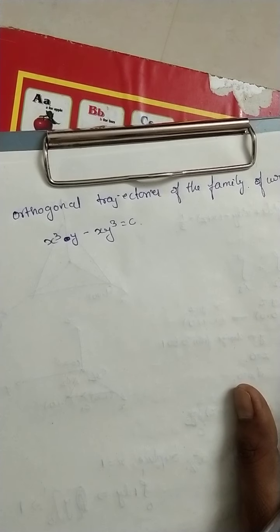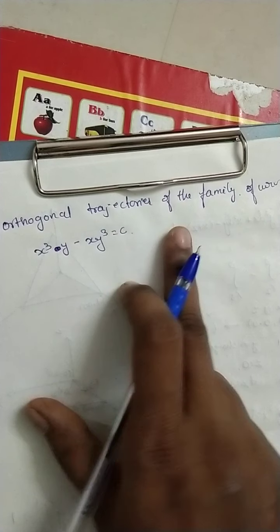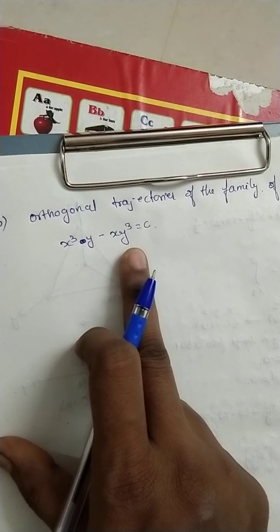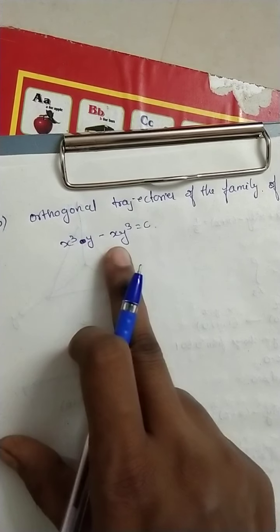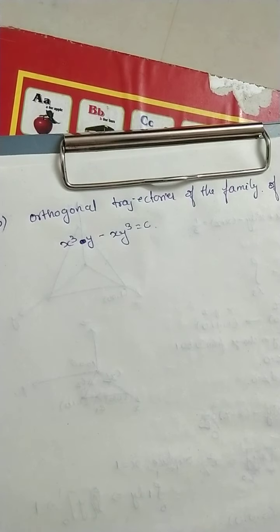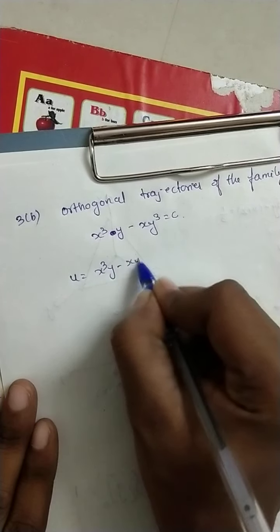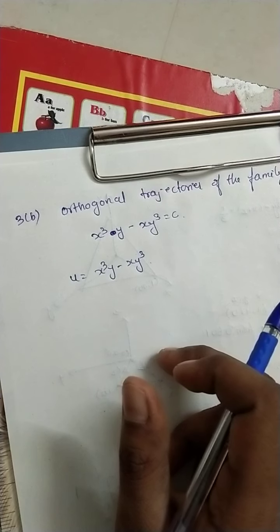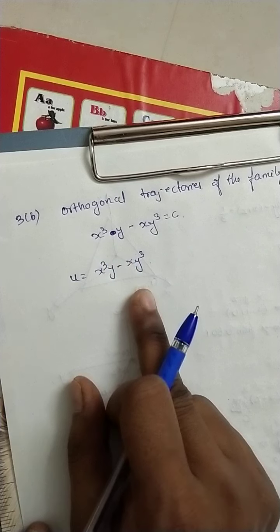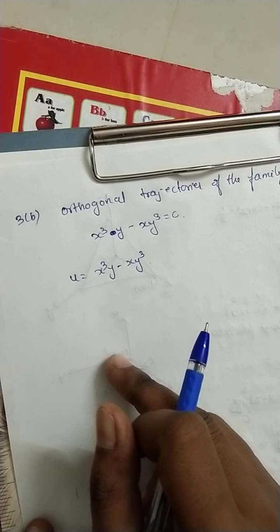Coming to the next question, 3b in model question paper 1. What they have given: we have to find the orthogonal trajectories of the family of curves x cube y minus x y cube is equal to c, where c is a constant. What we have to do in this problem is consider the given equation as u, and by using u find the value of v. Before that, we have to differentiate this and apply the CR equations, the Cauchy-Riemann equations.